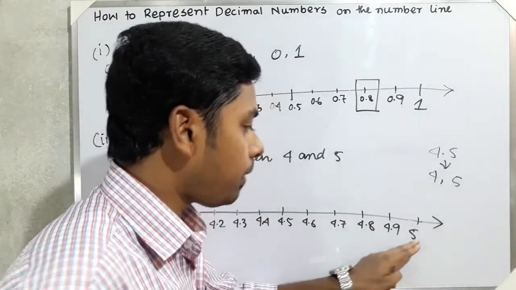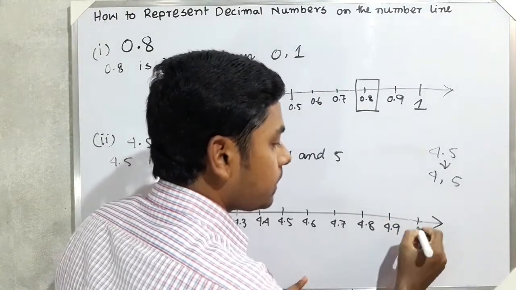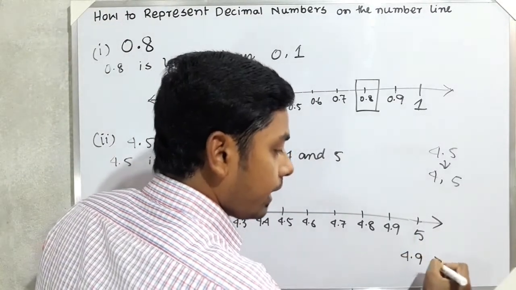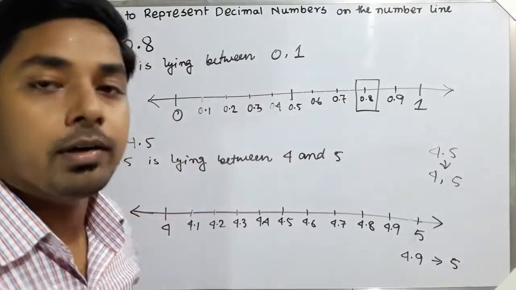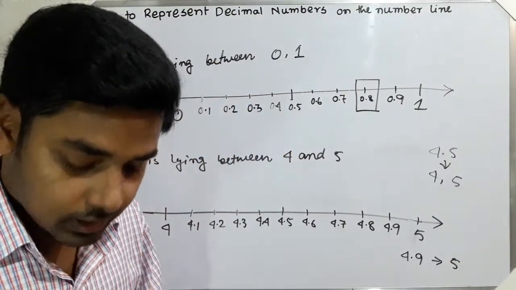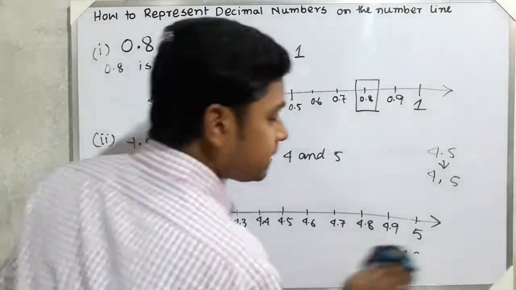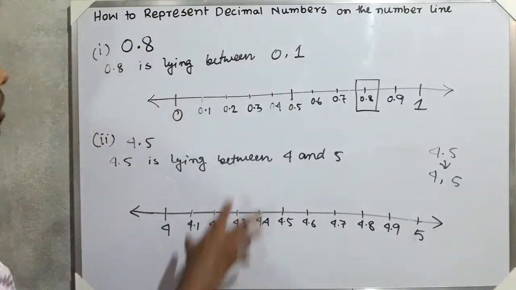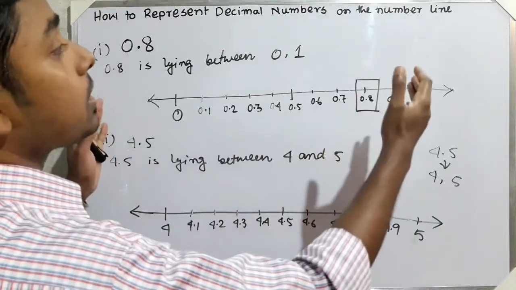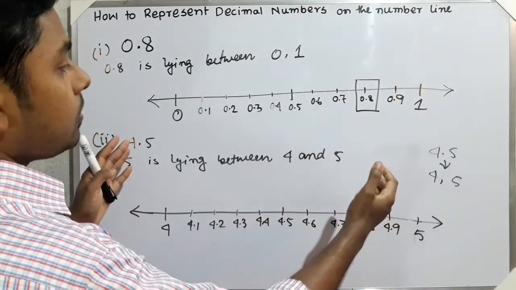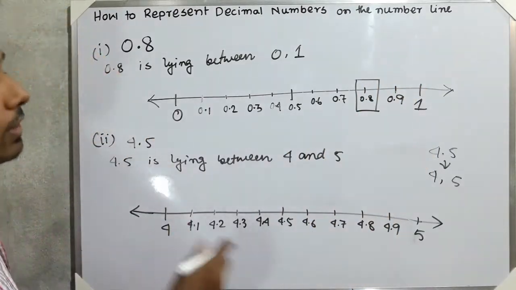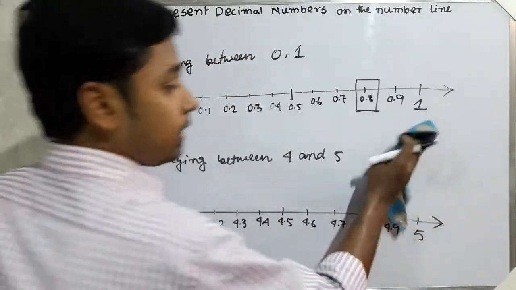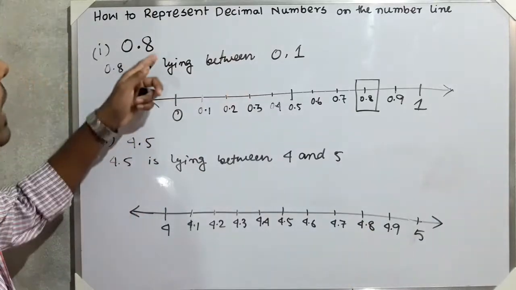Then after 4.9 directly it will come what? 5. Here after 4.9 directly it will come 5. Directly. Clear? So these are the explanation of the decimal numbers. How to represent decimal numbers, okay, on the number line. So I had given the example only one decimal place. I had given the example, you can see only one decimal place.